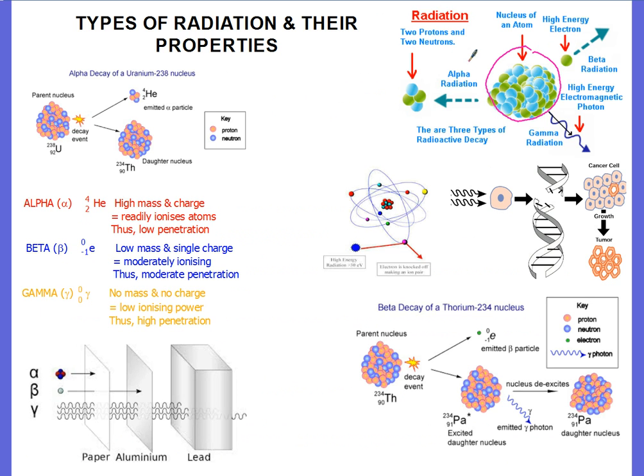And the first of them is alpha radiation. Now, alpha radiation is a helium nucleus. It's got a mass of 4 because it consists of 2 protons and 2 neutrons, and it's got a charge of 2+ because it contains those 2 protons.